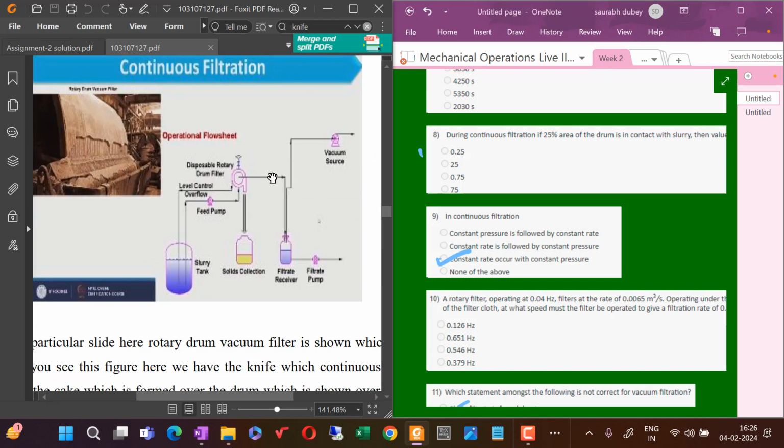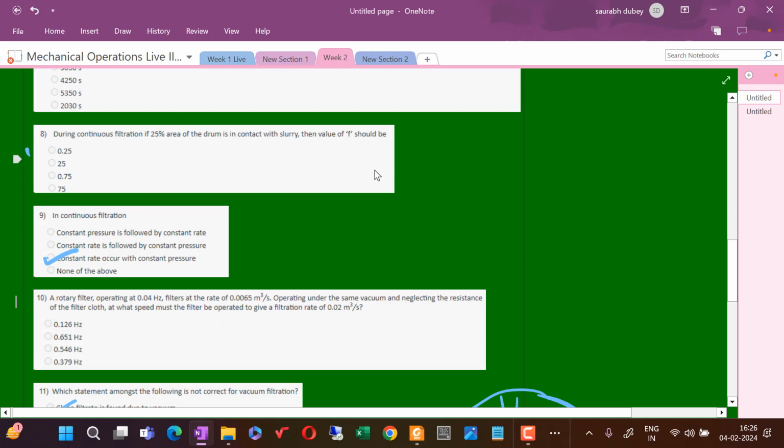This is the continuous filtration unit, and these are the various flow diagrams that are there, like slurry is coming up, the rotary drum is there, there will be a washing system, solid collection is happening here, cutting is there. Only 20% of the area will be dipped. So that is the next question that I am talking about.